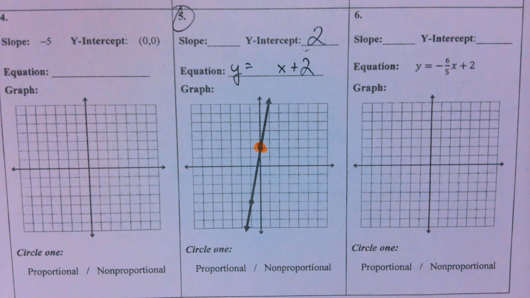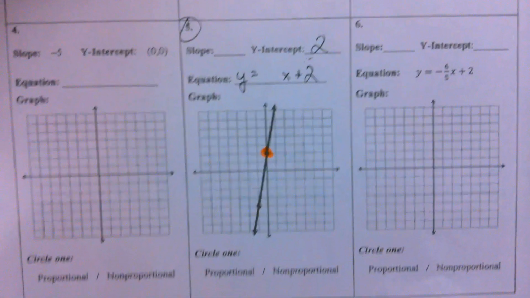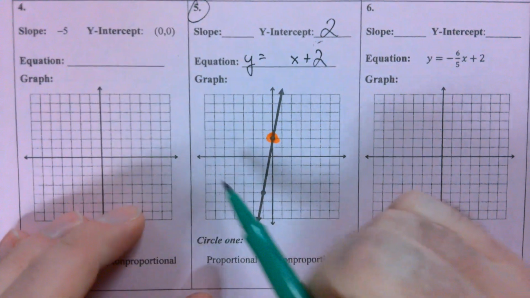What method can we use on a graph to find the slope? Anyone remember what it's called? It's called something over something? Rise over run. So we're going to start on the leftmost point.